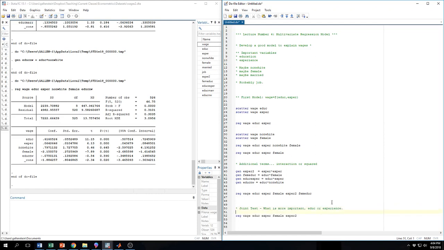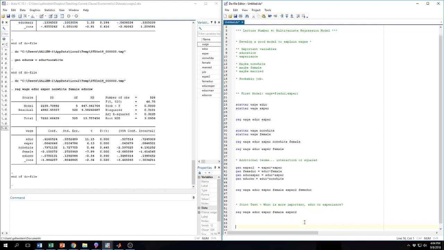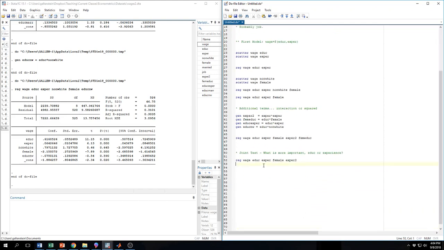Or we could say, is one of them more important? We might want to know that. That might be really interesting to us, to know whether or not there's a difference. So if we want to do that, we would perform a joint test. And in this case, it's very straightforward: test. We're going to test the hypothesis.